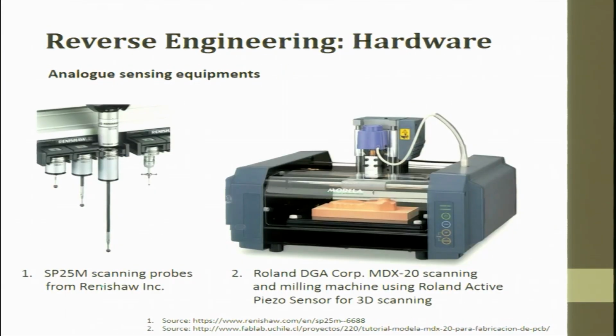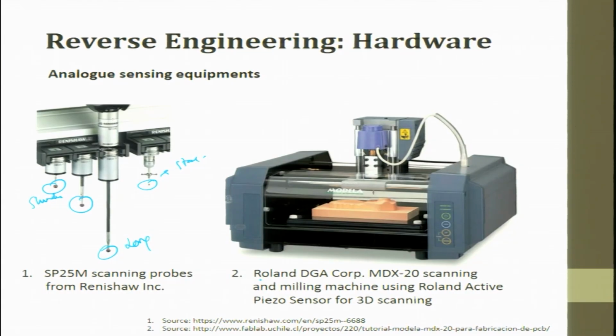There are different types of probes that you have to note down. This is called a star probe. This is a long, lengthy probe. This is a slender probe. These are all probes which are attached to the CMM, and you get the data.